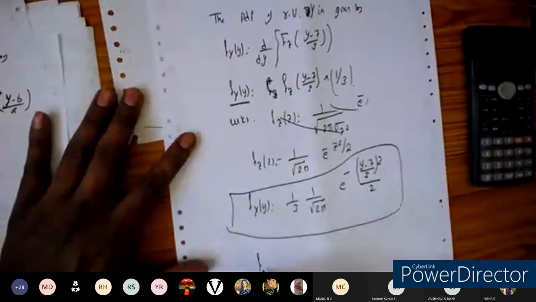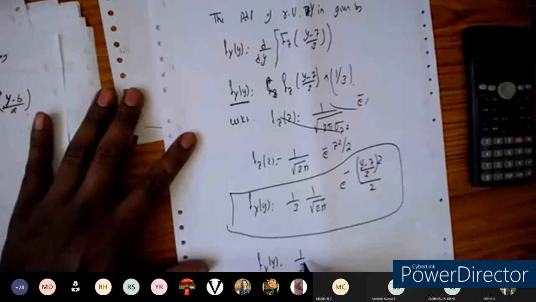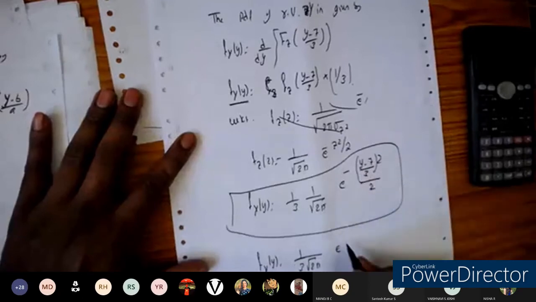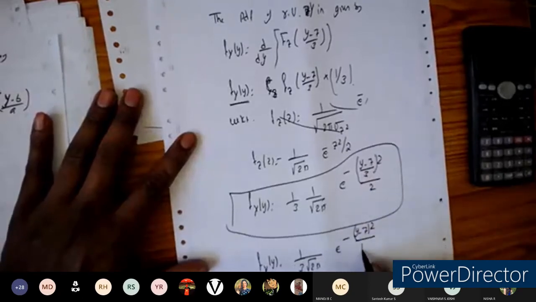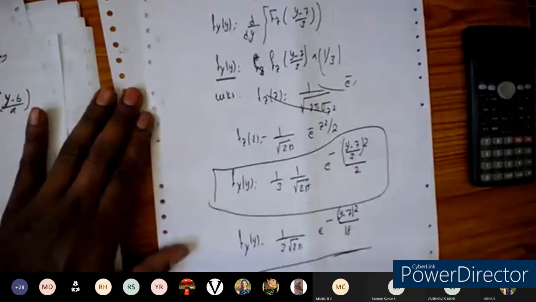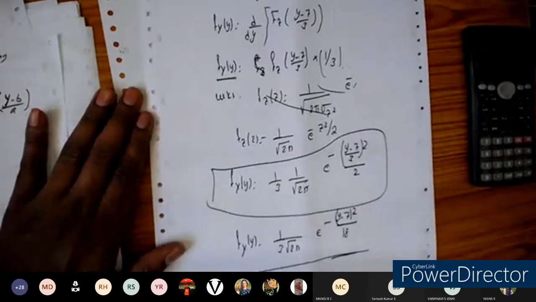Or else if you want to simplify, you can write 1 by 3 into square root of 2 pi into e to the power of minus (y minus 7) the whole square divided by 18, since 3 squared is 9 and 9 twos are 18. So this is the PDF of the random variable Y.